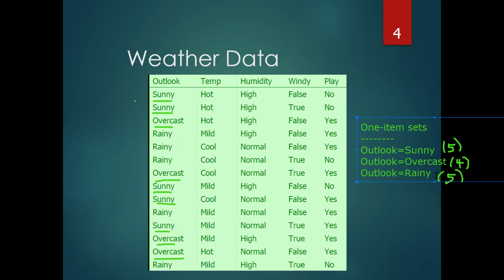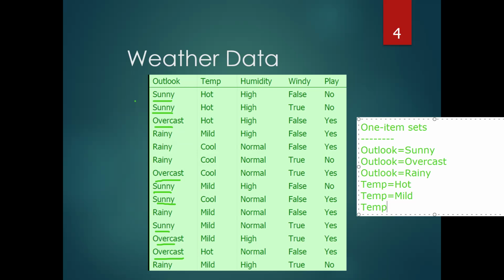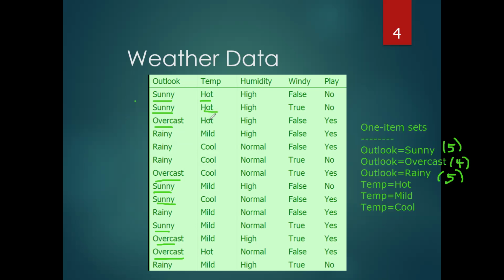Now, similar to this, if you keep on doing this, you can look at other values as well. For example, temperature is hot, temperature is mild, temperature is cool. Let's check how many times each appears. Hot: 1, 2, 3, and 4. We have 4 instances. Temperature mild: 1, 2, 3, 4, 5, and 6. So this is 6. Temperature cool: 1, 2, 3, and 4. So these are the one item sets, and within the bracket we put the support, which means how many times this appears in the data set.